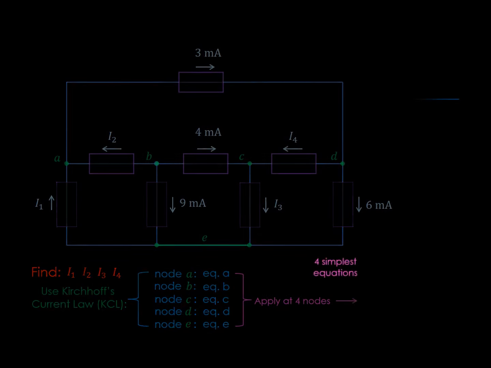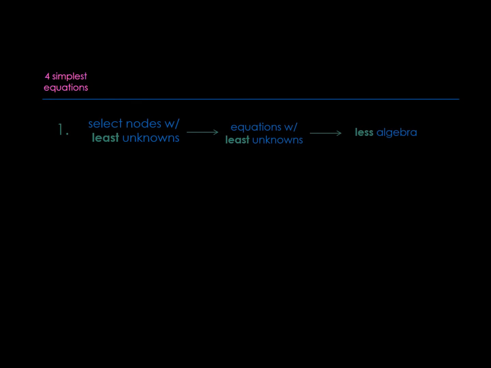And the technique for getting the 4 simplest equations is what I've come up with: a simple 2-step process. First, you want to choose the nodes that have the least number of unknowns. The reason behind this is that when you have fewer unknowns at your nodes, the equation corresponding to those nodes will then have fewer variables, which means you'll have less algebraic manipulation to do when solving for each individual variable.